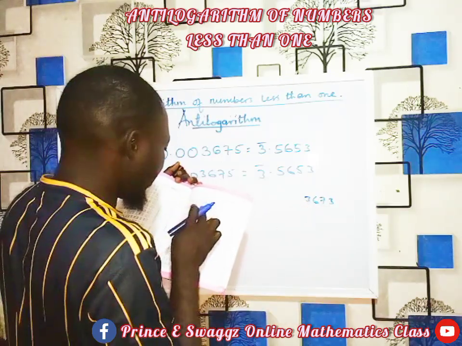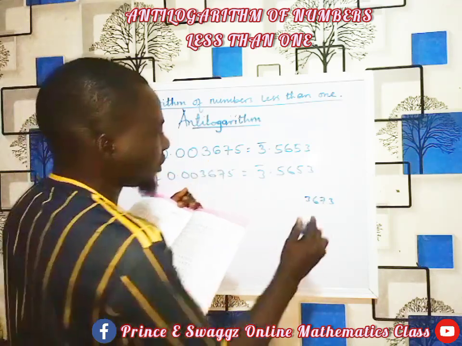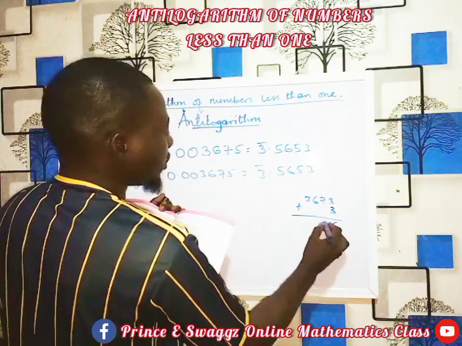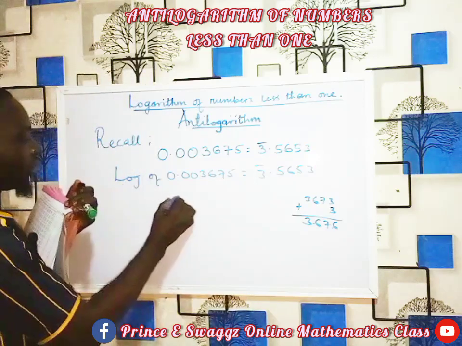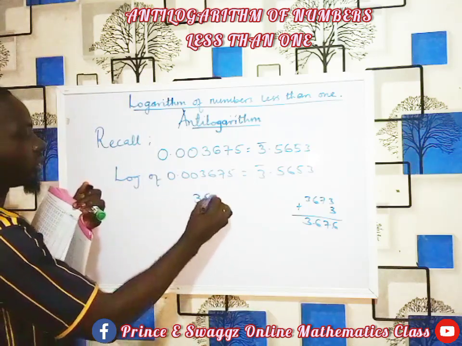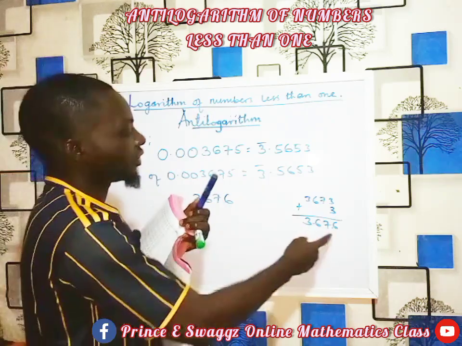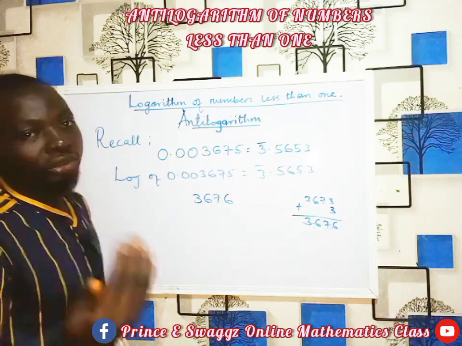56 under 5 is 3673, while difference 3 is 3. Adding them, that gives us 3676.